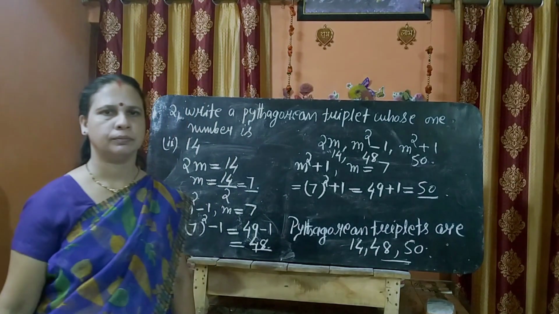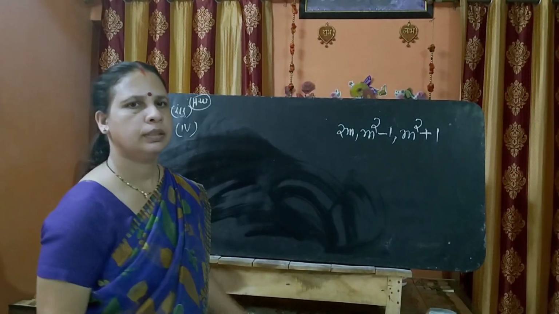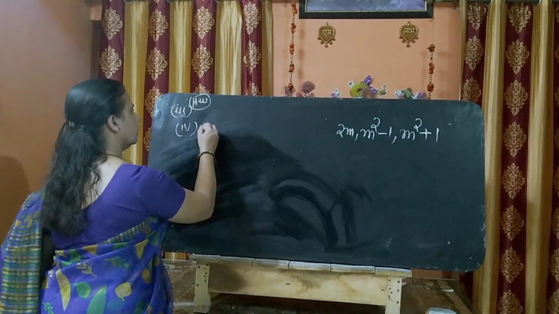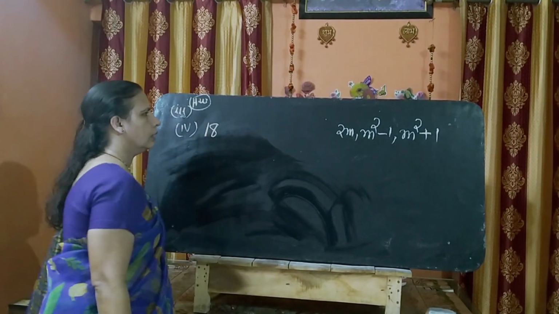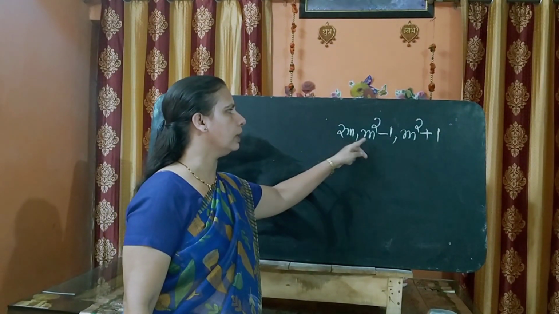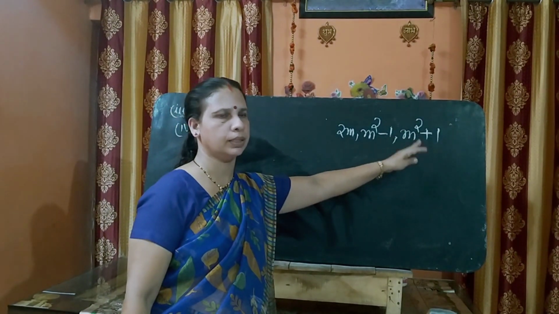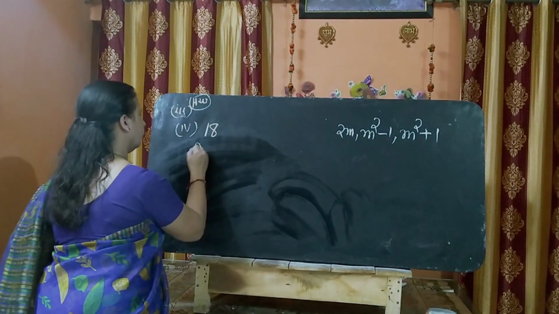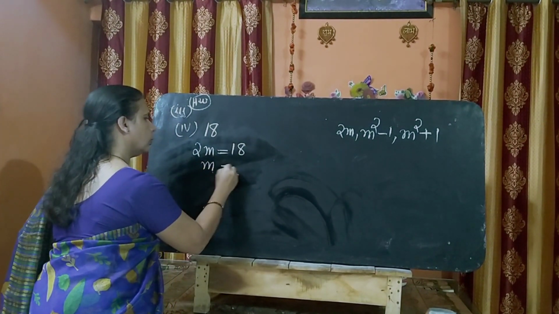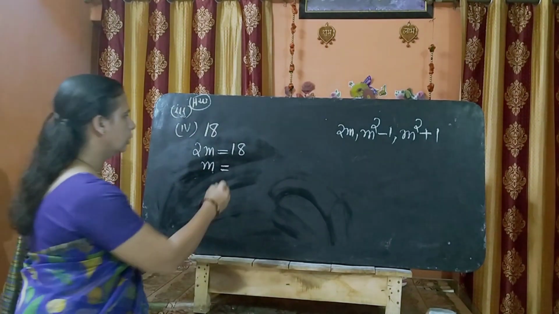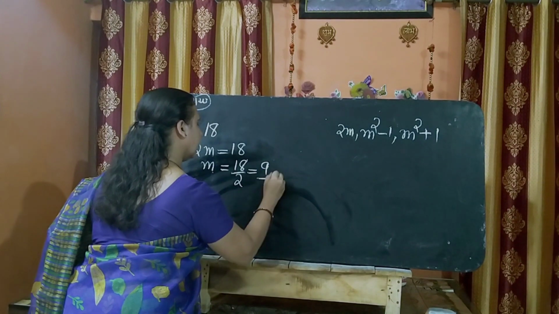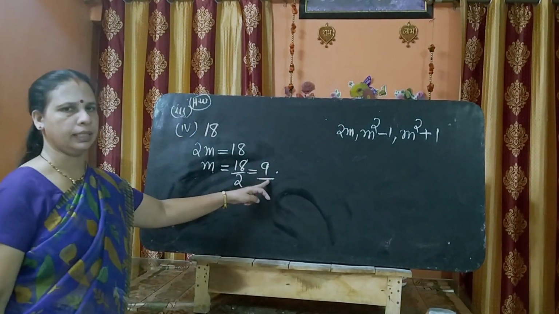Third question, take it as homework. Then the fourth part is 18. Here we have to find out the Pythagorean triplets 2m, m square minus 1, m square plus 1. Here 2m is 18. M is equal to 18 by 2 equals 9. Value of m is 9.